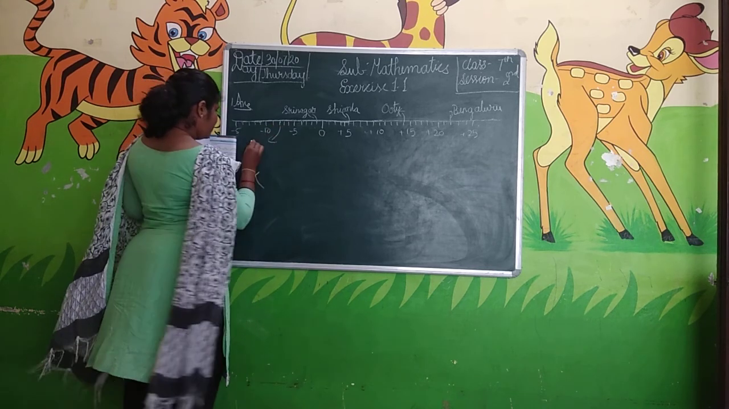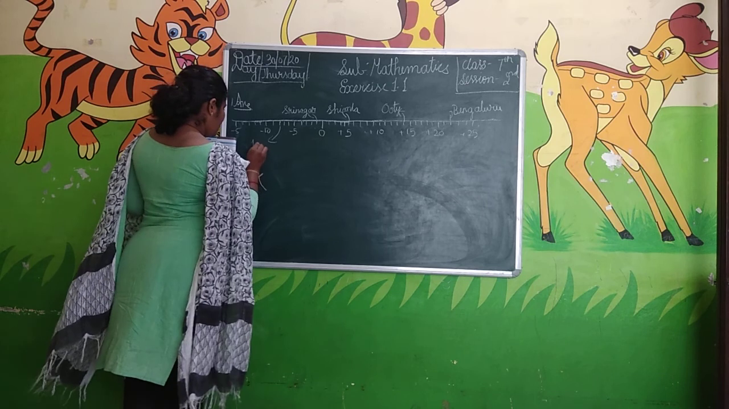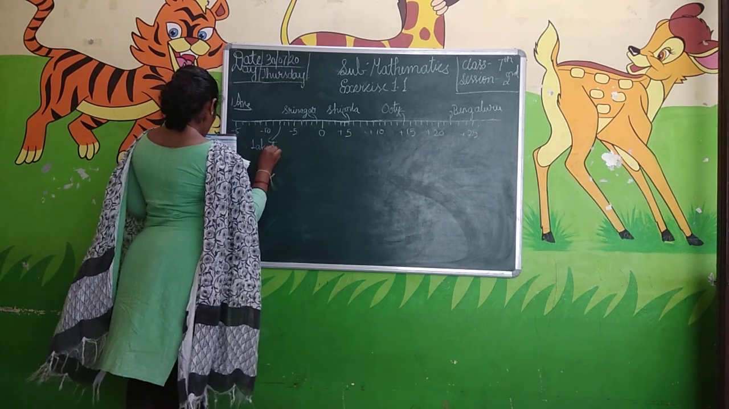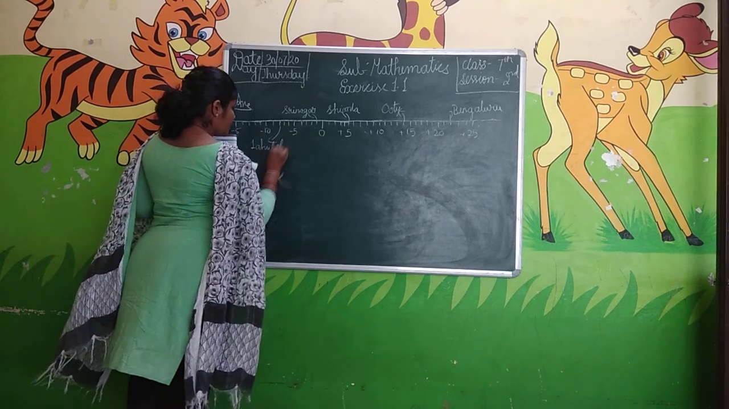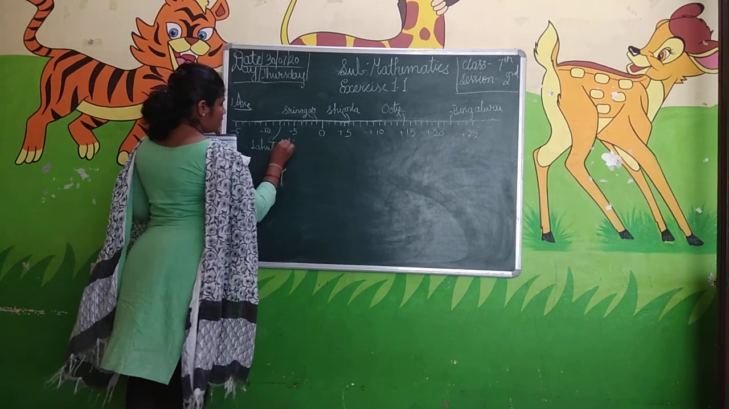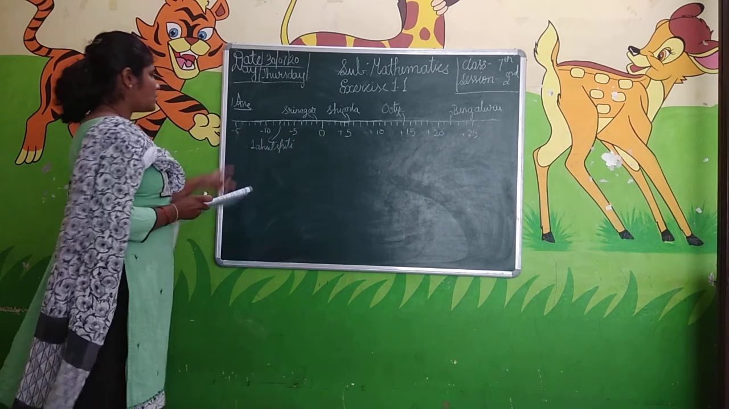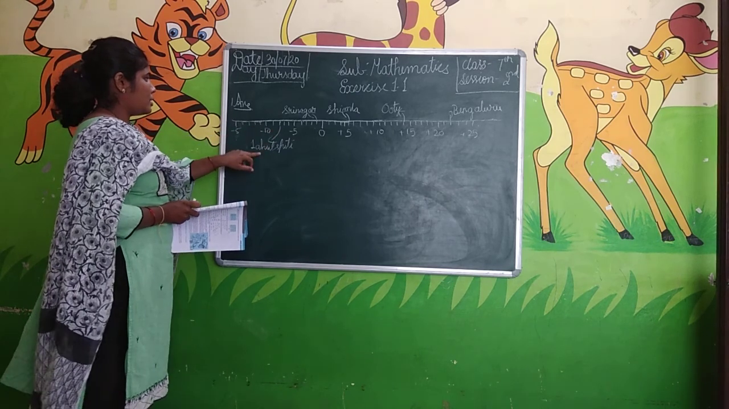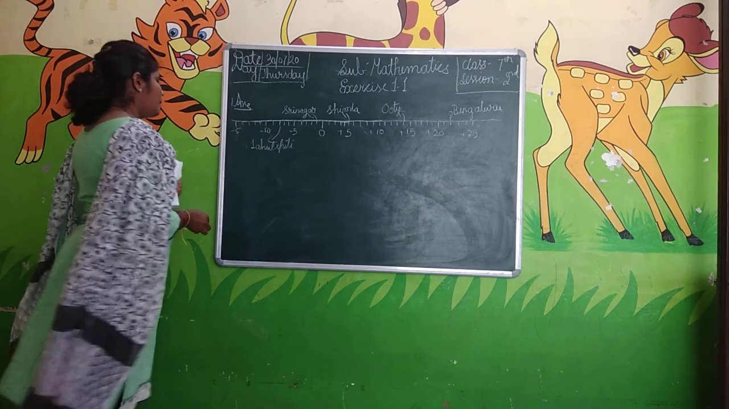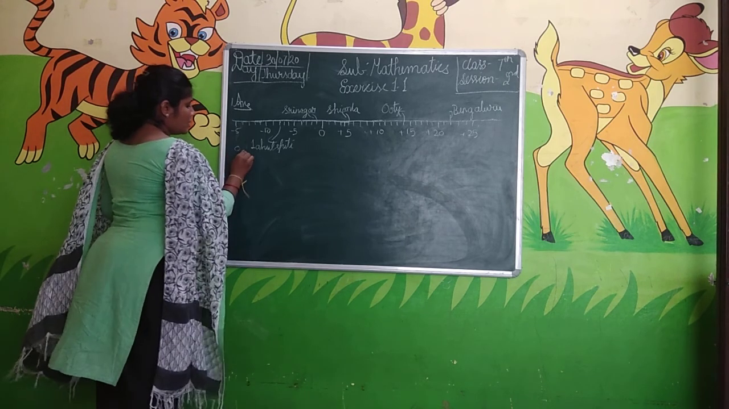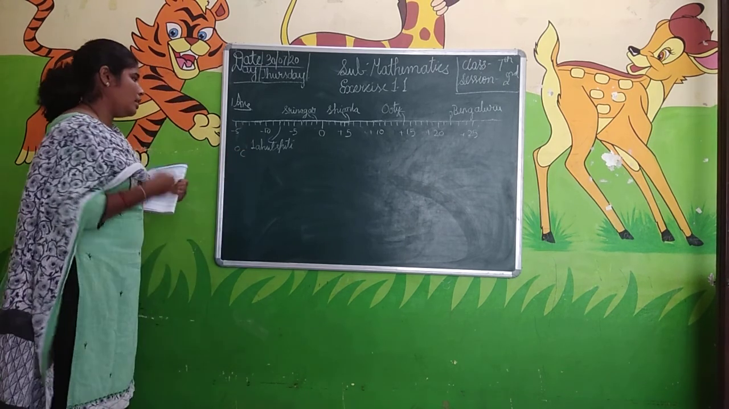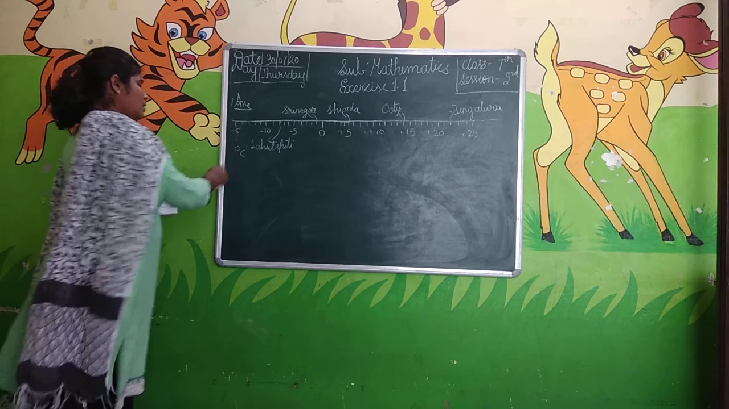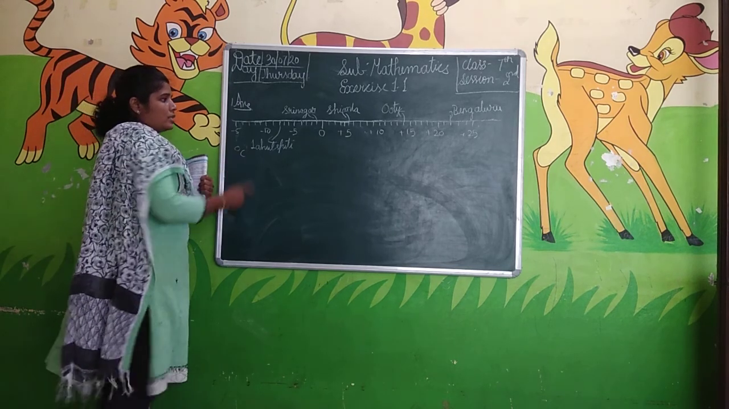I'll write it down. Lahaul Spiti. Okay. This was the place at minus 8 degree Celsius. Okay, all these will be measured in degree Celsius. Always temperature is measured in degrees. Okay, this is degree and this is Celsius.